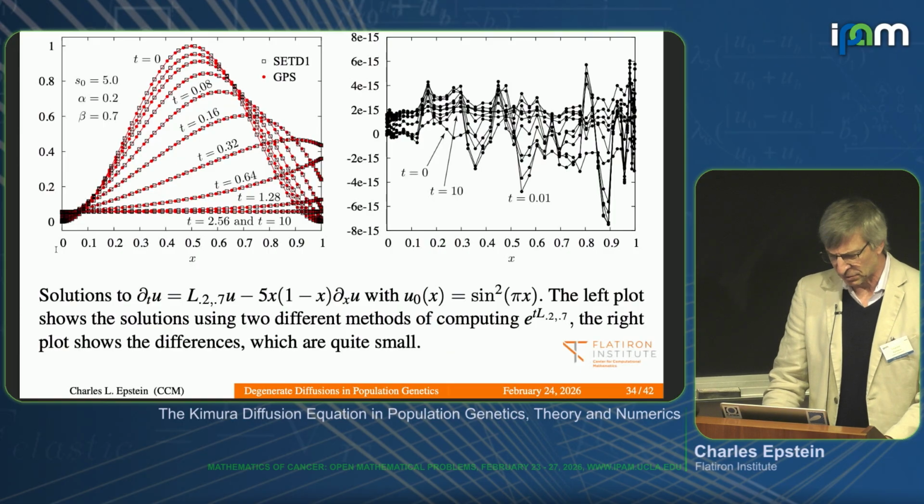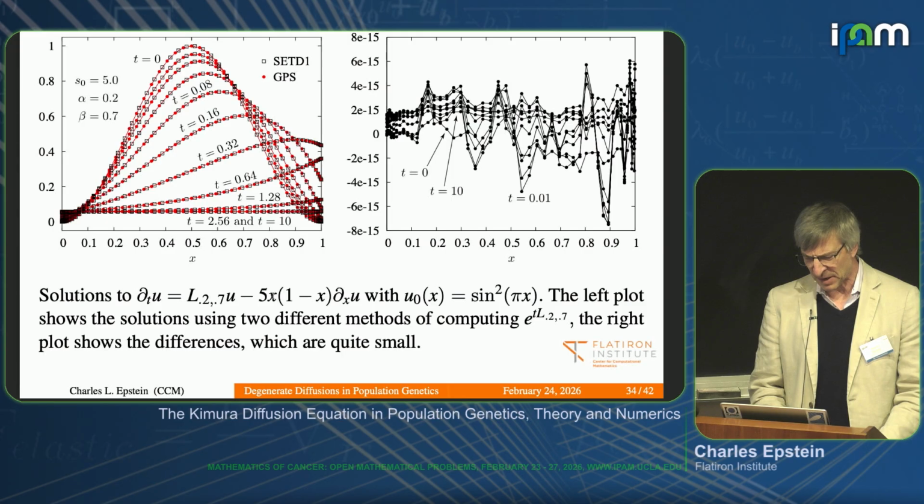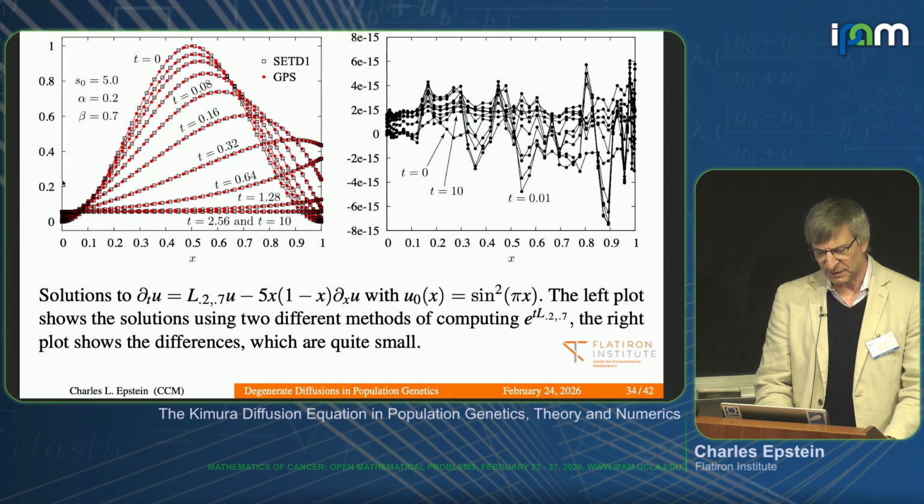So here are some example solutions. We solved the equation with alpha is 0.2, beta is 0.7. The selection term is s is minus 5. And here are two different methods, and you see they give virtually the same answer.